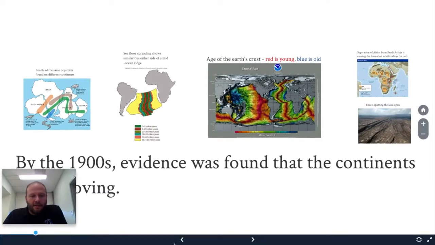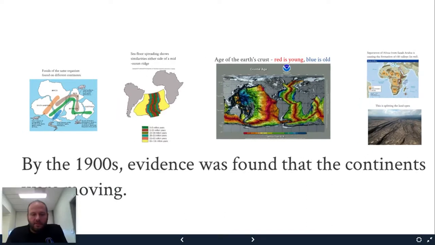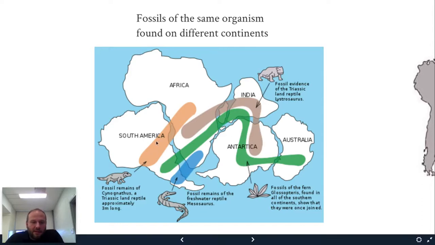So by the 1900s, evidence was found that the continents were moving. If you look here, this is very similar to the project that we just did. It says fossils of the same organisms found on different continents. So you can see how the different continents matched up. South America kind of fits like a puzzle, but also there are the same fossils in this location as there are in this location in Africa. Because they are the same in those two locations, it shows that the continents had to be together.